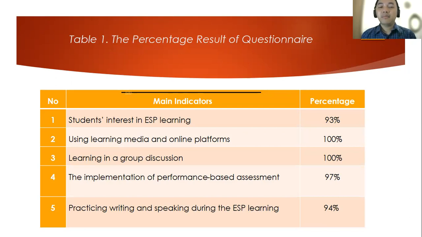So this percentage result indicated that the students were really enthusiastic to have the ESP learning to practice writing and speaking, but they prefer to have group discussion, and they also need the method of performance-based assessment to help them prepare, practice, and perform their English productive skills of writing and speaking.